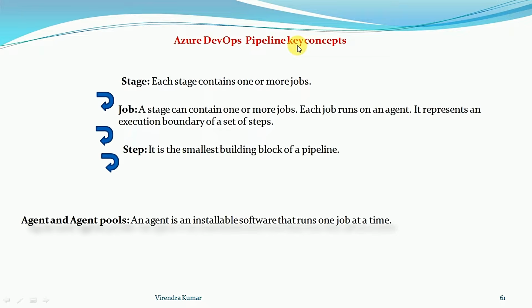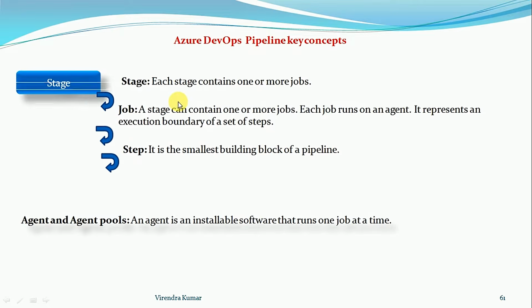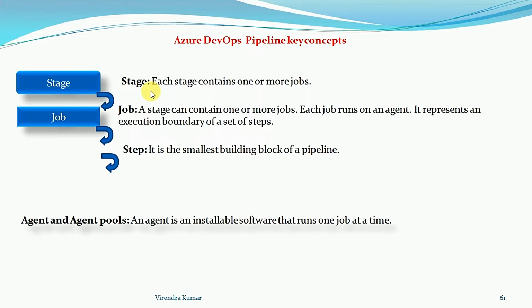Now, the Azure DevOps pipeline key concepts. First is the stage. What is a stage? A stage contains one or more jobs. We will define the stage first when we are designing the YAML pipeline. A stage will have one or more jobs, such as a test stage, a deployment stage, and a development stage. Once the stage is ready, we will define a job under this stage.